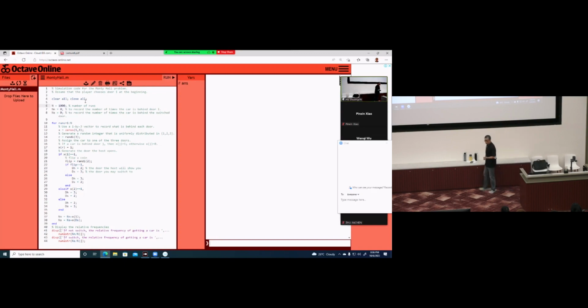In this program, what I did is to run the Monty Hall problem 1,000 times. Each time, I will count whether you will get the car if you don't switch the door, and whether you will get the car if you switch the door, right? If we run it 1,000 times, then we can compare how many times you will receive the car if you switch, and how many times if you don't switch. Then you can tell which one is better, right? So that's the idea. I think the code is pretty simple.